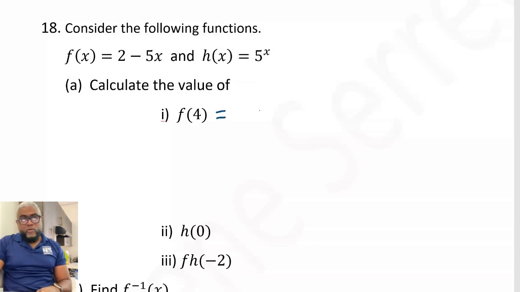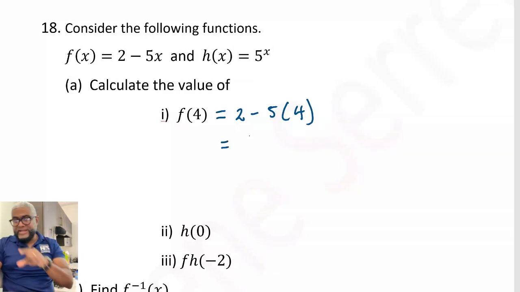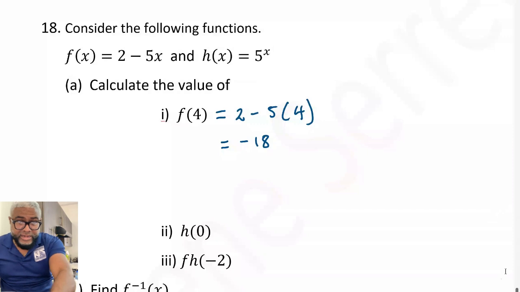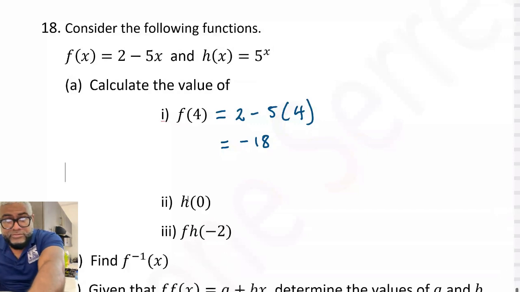f of 4. What are we replacing x with in f of x? Come on, man. So let's work: 2 minus 20, because 5 fours are 20. 2 minus 20 is what? Come on, man. If by this 18th question you haven't gotten this, you've got to sit down tonight and redo this whole worksheet for me. Whole worksheet, right?